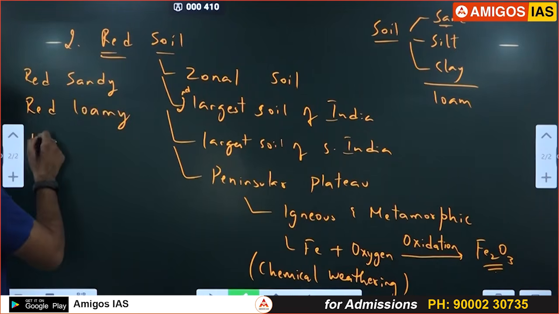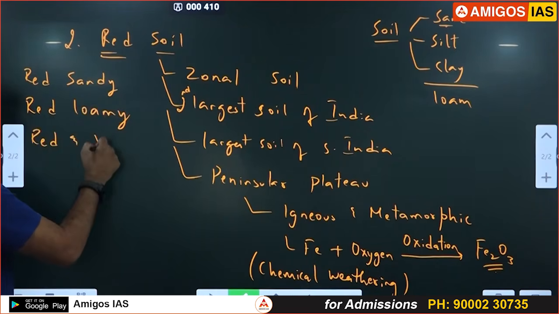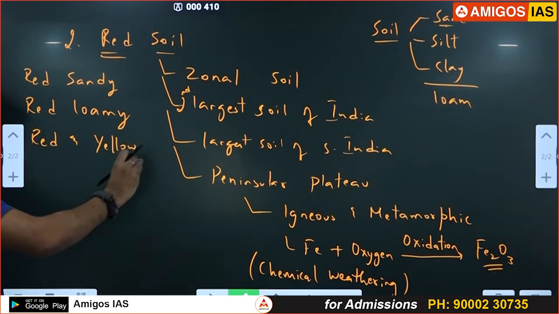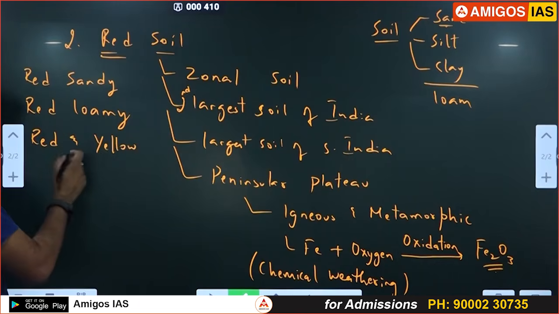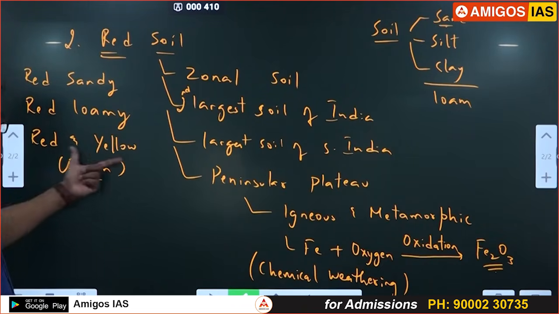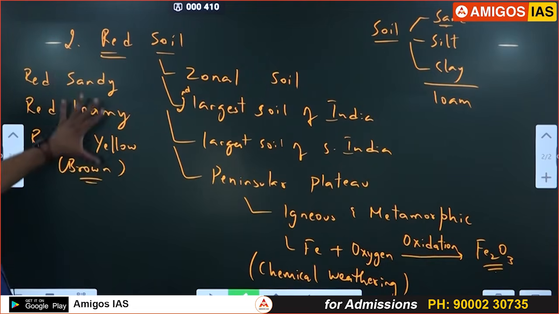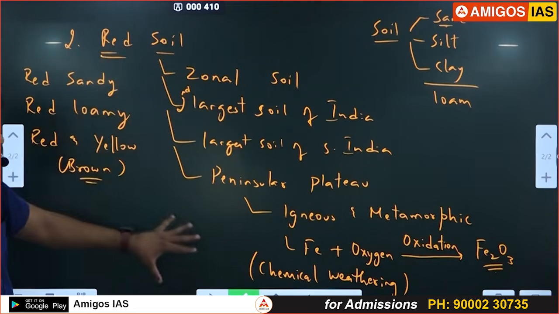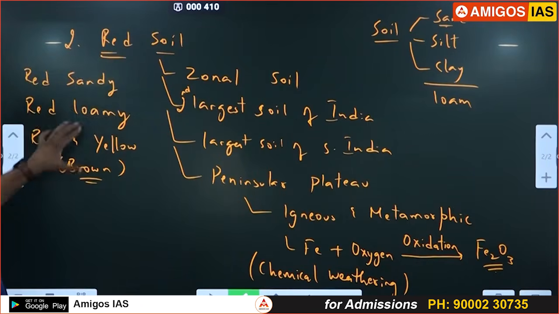Red and yellow soil are nothing but brown soil because of the presence of other minerals like aluminium. So this soil appears reddish brownish, slight brown color. You might have noticed. Red and yellow is also called brown soil in NCERT. So there is red and yellow soil. Please remember, you have to link your NCERT here and make sure we have all the points covered for red soil. Three subtypes. Zonal soil.